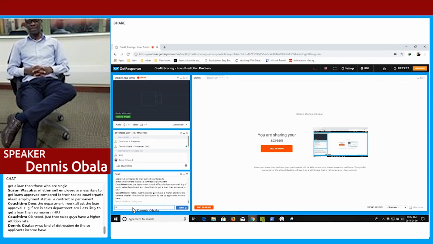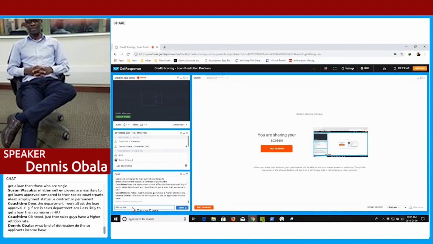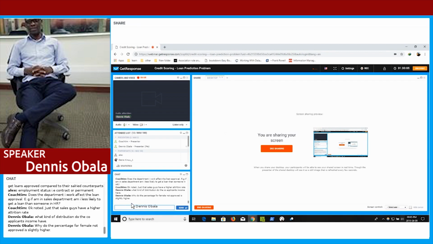So I also have a question. Why do you think the percentage for female approved is actually slightly lower? I'm saying it's slightly lower since the right one is male. So we'll actually be looking at, why do you think the percentage for female not approved is slightly higher? So you can type your response.